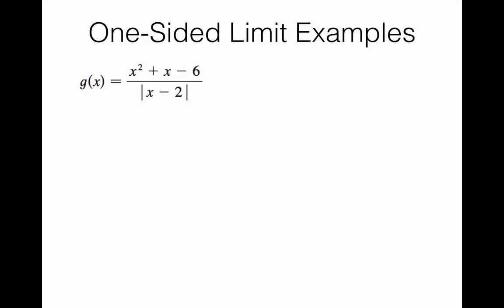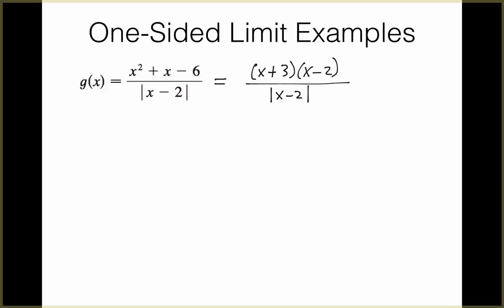Let's look at a one-sided limit using algebra. So consider the function g of x, which is defined as x squared plus x minus 6 divided by the absolute value of x minus 2. Now the numerator can be factored as x plus 3 times x minus 2. So I can't cancel the x minus 2's here because it's not the same exact quantity. I have an absolute value of x minus 2 in the denominator.